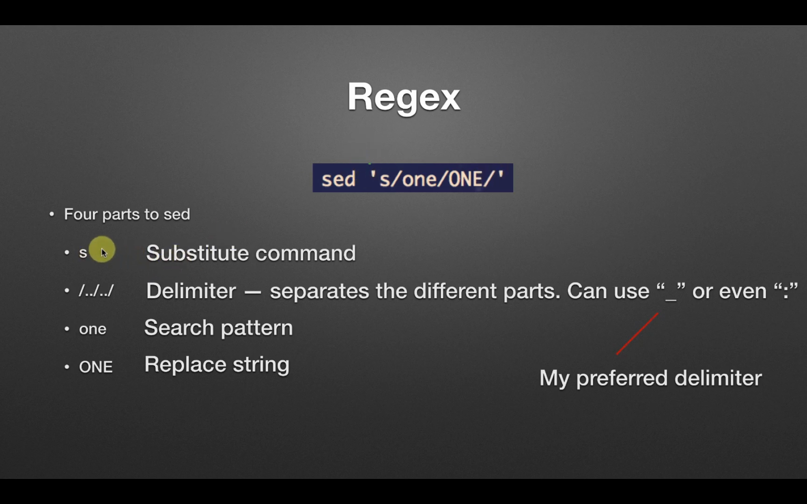The S at the front says that you want to substitute. There's going to be a delimiter, and that's defined by what comes after the S. You could actually replace these with underscores, which is something I like to do. Your search pattern, and then your replace string.